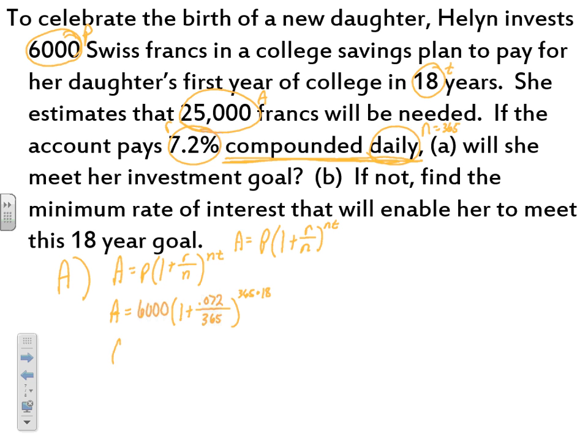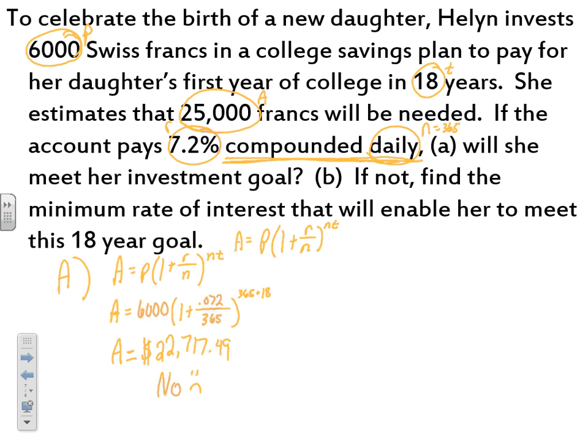And here we will see that 6,000 francs invested at 7.2% interest rate for 18 years compounded daily will give us, and again, I don't know what the symbol for Swiss franc is, 22,717 francs and 49 parts of a franc. I don't know if they have cents like that, what they would call it in Switzerland. But unfortunately, no, they're not going to reach their goal of 25,000 francs in this case.